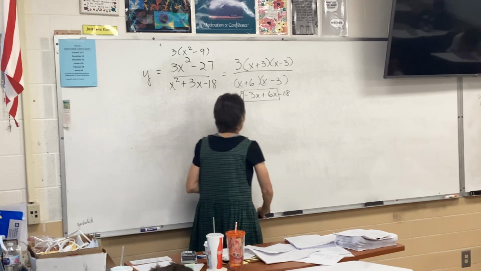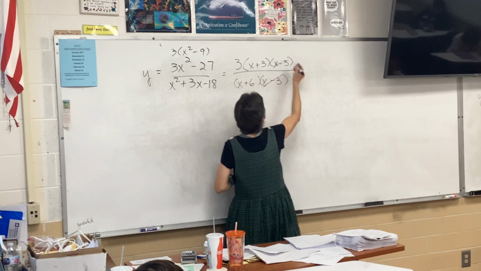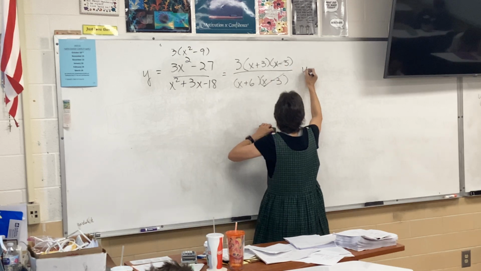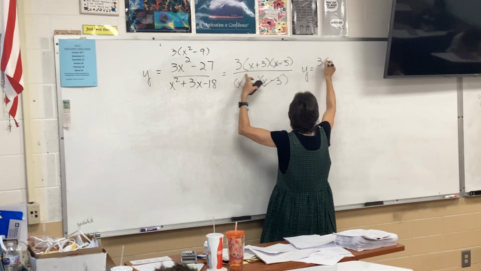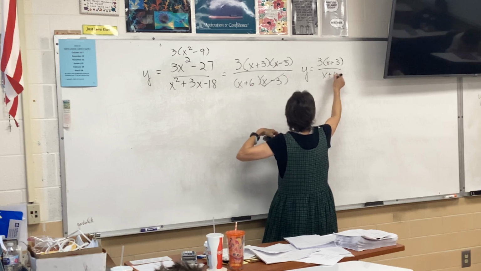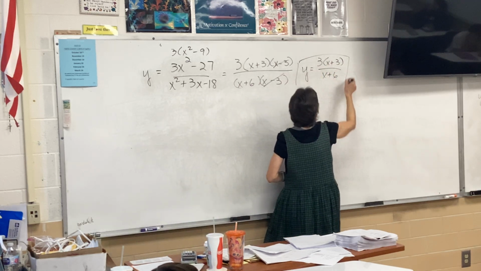What do you notice then? There's a factor you can cancel. So now I'm going to rewrite my problem. So y equals 3 times x plus 3 over x plus 6. This is now my problem.